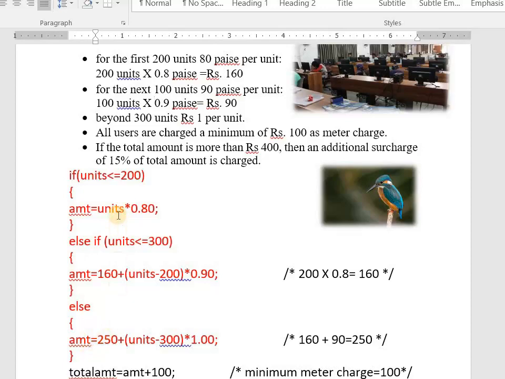I entered the number of units as 350. So 350 minus 300. For 300 units we have calculated 250 here. For the remaining 50 units, 1 rupee. Like this the amount is calculated. I hope you understood these three conditions. Very good, and keep it up. If units is lesser than or equals to 200, 80 paise. If units is in between 200 and 300, for 200, 160, for the remaining 90 paise. If it is beyond 300, 250 and so on.